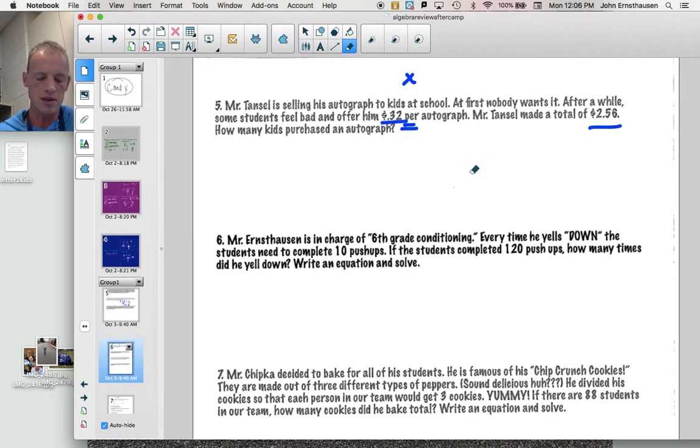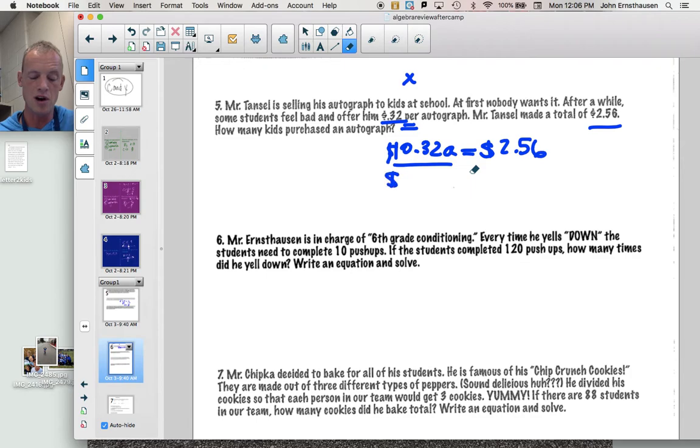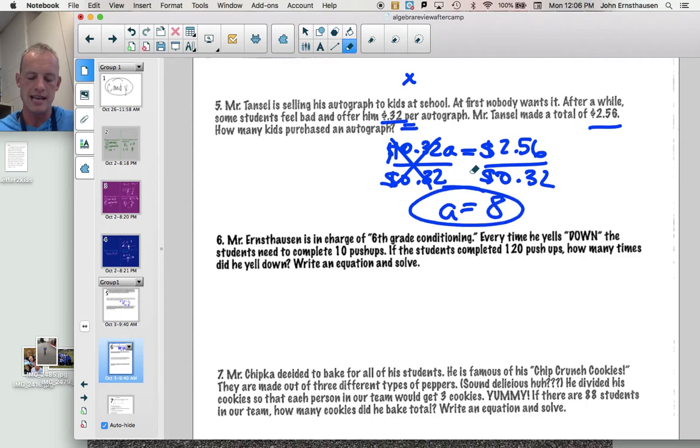So here are the numbers that we have. If he made $256, that's my big number. Again, if you take the big number and slide it to the right, it forces you to do the inverse. If he made 32 cents per autograph, I'm going to multiply 32 cents by the amount of autographs, which is what I don't know. I don't know how many autographs I had. When I divide this, the amount of autographs would be 8.